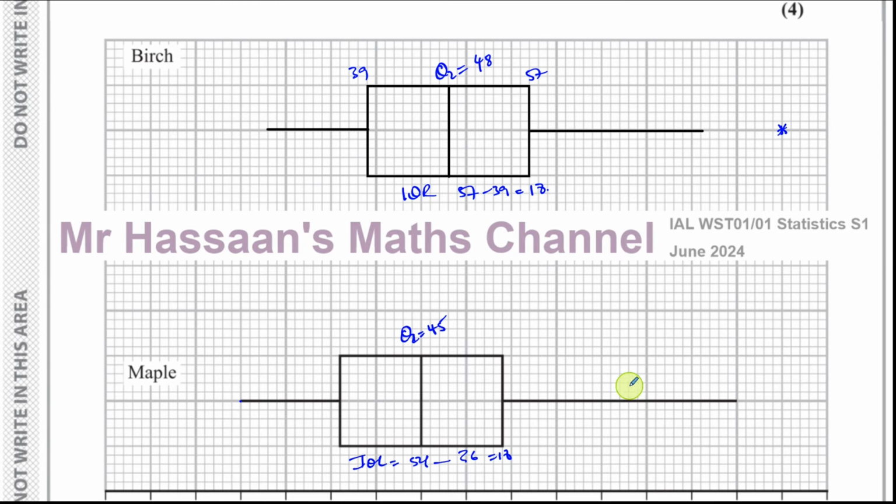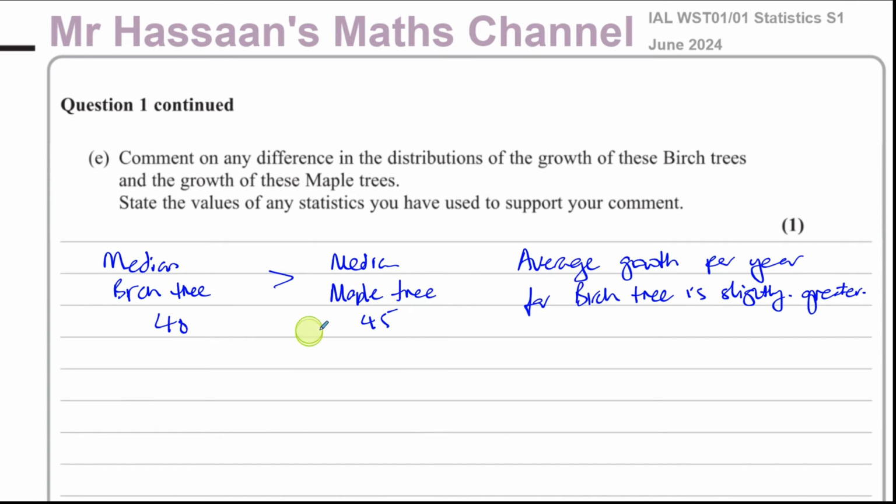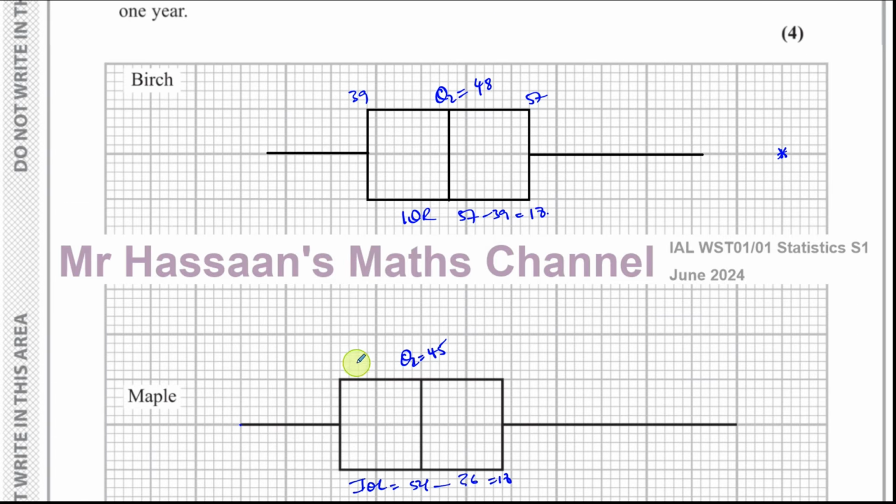But I guess you could maybe talk about the range. The range here is greater for the maple trees, if we ignore the outlier, than it is for the birch. We could mention that with the values, but normally we don't look at the range. We normally look at the interquartile range because it takes out any extreme values. Here the interquartile range is basically the same in both of them, so I would compare the median myself.